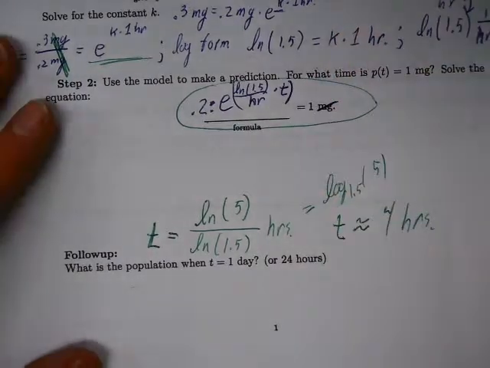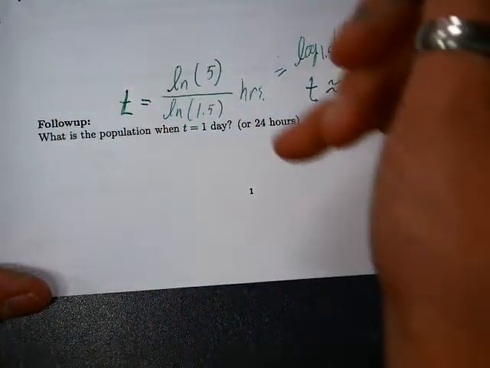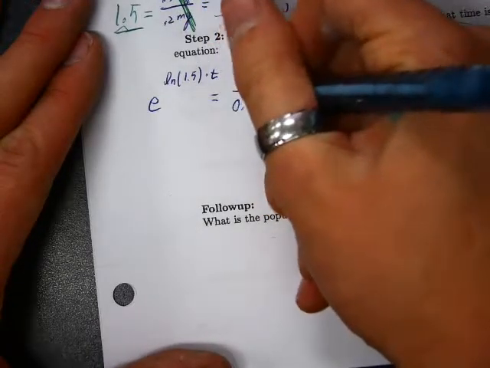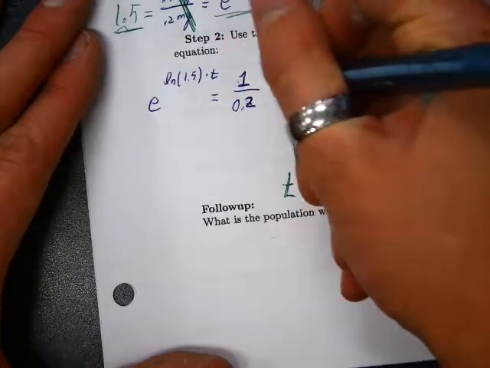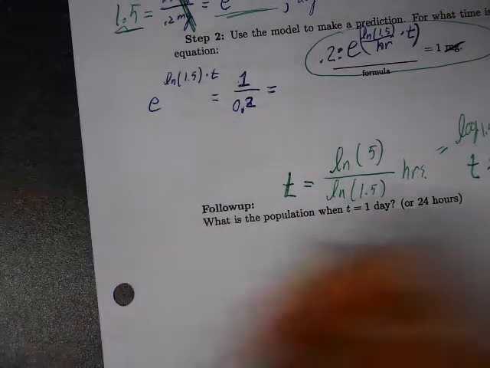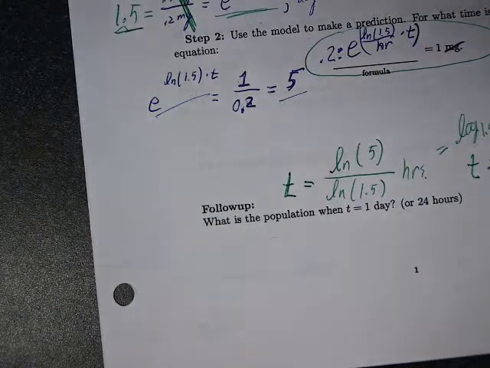And here, everything's in milligrams, so I'm going to drop the units. So I'll have e to the natural log of 1.5 times t. I know that time is measured in hours, so I'm going to suppress those units too. Is equal to 1 divided by 0.2. And 1 divided by 0.2, that's a number that you know. What is 1 divided by 0.2? Right, that's 5, because 0.2 is 1 fifth. Nice. So now I have e to the ln of 1.5 times t is equal to 5.